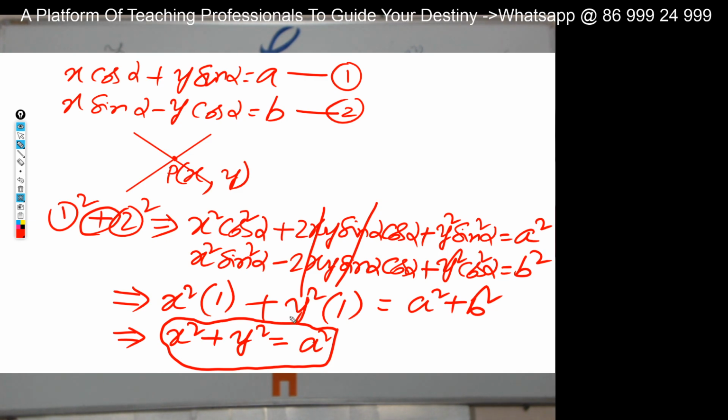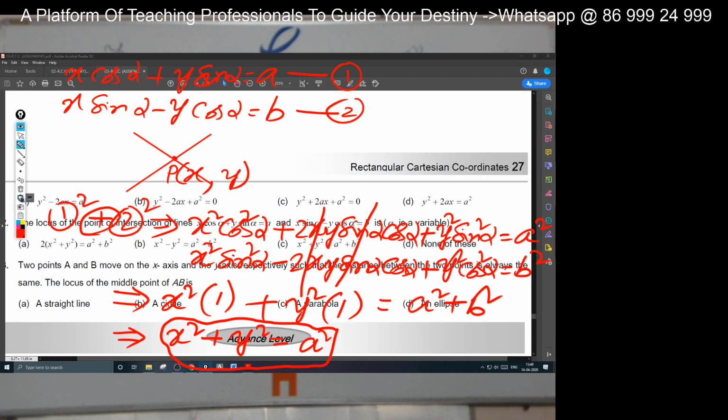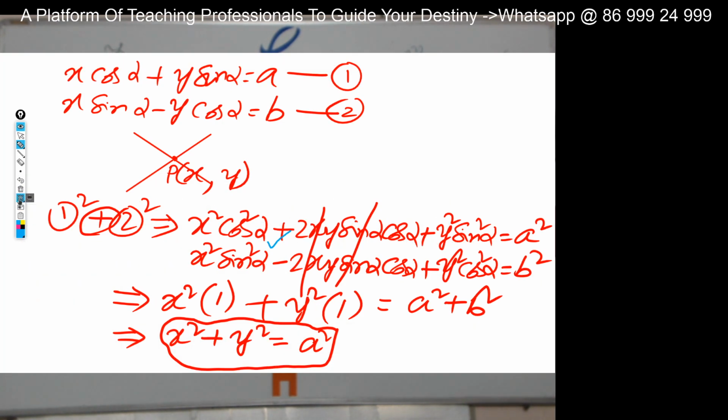Let us check the answer, and I'll be coming to Ravi Babu sir now. Check the answer. x square plus y square equal to a square plus b square. C is the answer. Let me show you the working here. Now let me go through Ravi Babu sir's answer here: x square plus y square equal to a square plus b square.